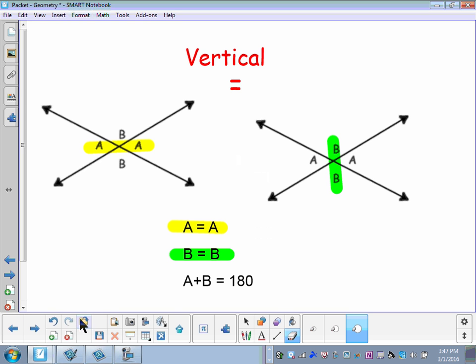And vertical angles. Vertical angles are formed with two intersecting lines, and that creates four angles. The opposite angles are vertical angles, and they are equal. So here's one pair of vertical angles, they're equal, and another pair of vertical angles, they're equal. They also form four pairs of supplementary angles. 1, 2, 3, 4. So we'll keep these characteristics in mind when we're working with vertical angles.